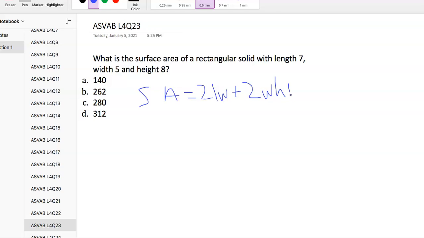But it is on the test. You will probably see a question with surface area. And so for a rectangular solid, that's the formula that you need to know.